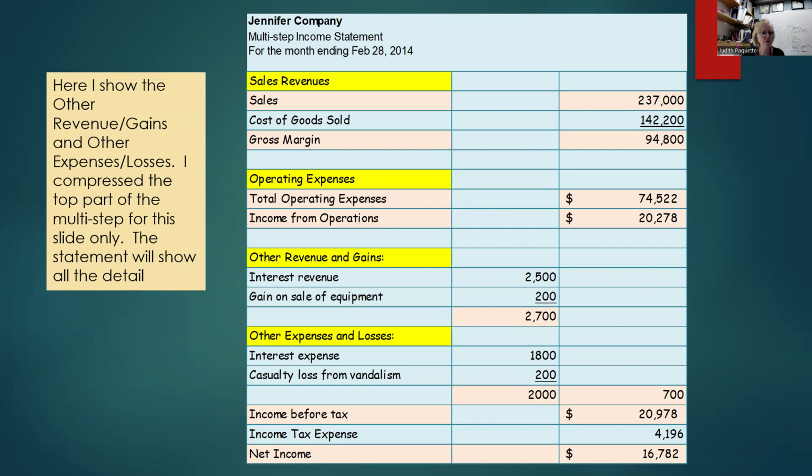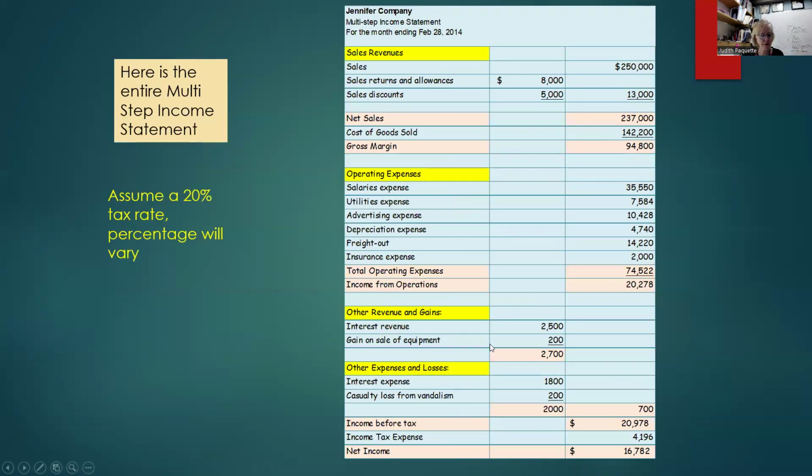Oh, good. Okay. So know how to calculate that multi-step. And so here we have the whole thing. Now be careful when you get to other revenue and other expenses. We're going to add other revenue and we're going to subtract other expenses. And over here, it comes over as 700. And when you do one of these, you've got to ask yourself, was it net revenue or was it net expense? In this case, it was net revenue. So we're going to add it to income from operations to get 207,978. And then assume a 20% tax rate, calculate income tax expense, and then we come down to net income.